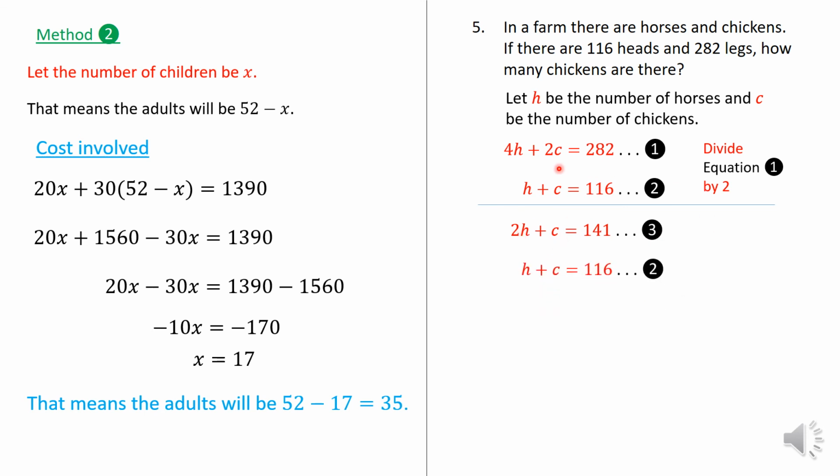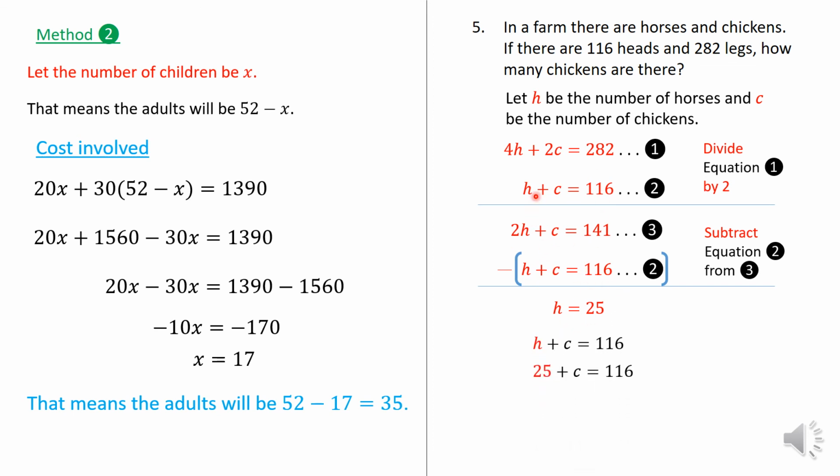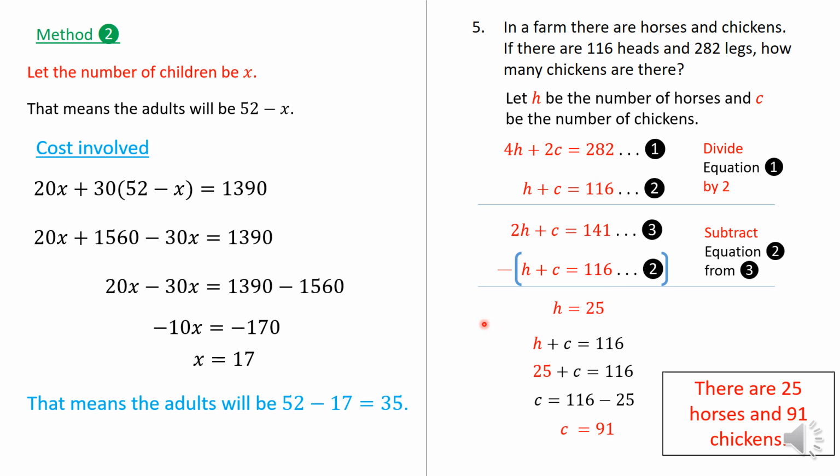And then I bring equation 2 back. So now I can eliminate by subtracting equation 2 from equation 3. If I do that, I get that h is 25. So therefore there are 25 horses. I can go back and use my formula. If there are 25 horses, that means there should be 91 chickens at the farm.